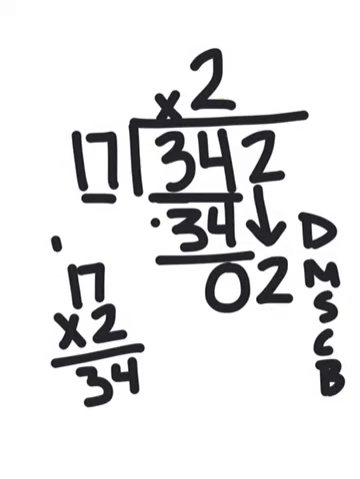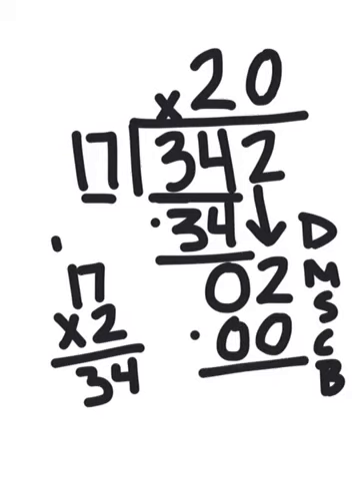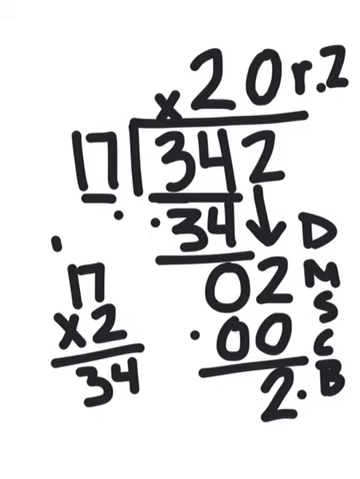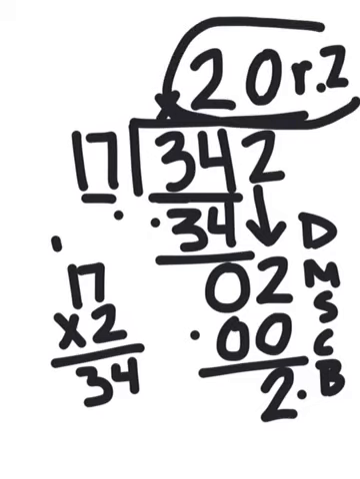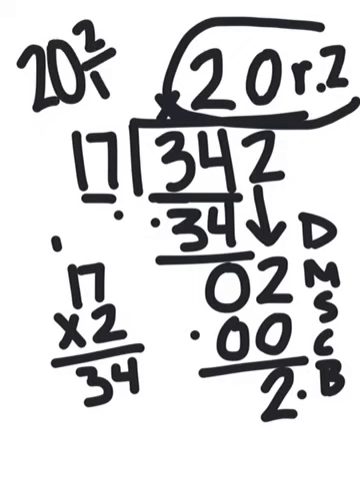Now I have to go 17 into 2, or 2 divided by 17. How many times will 17 go into 2? It won't. So I'm going to put a 0 up here. 0 times 17 is 0. 2 minus 0 is 2. Check, is 2 smaller than 17? And it is. Do I have anything else to bring down? No, I don't. So my remainder is 2. So my answer is 20 remainder of 2. Or if I want to write it as a fraction, it would be 20 and 2/17.